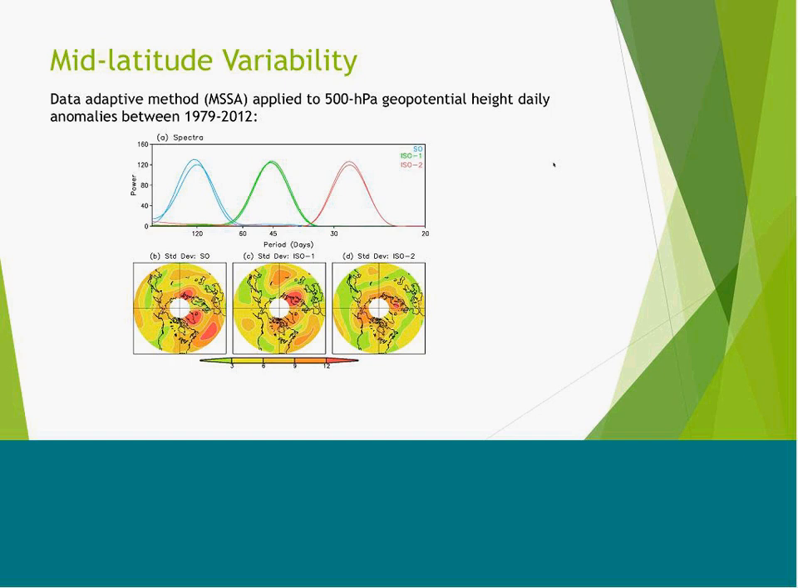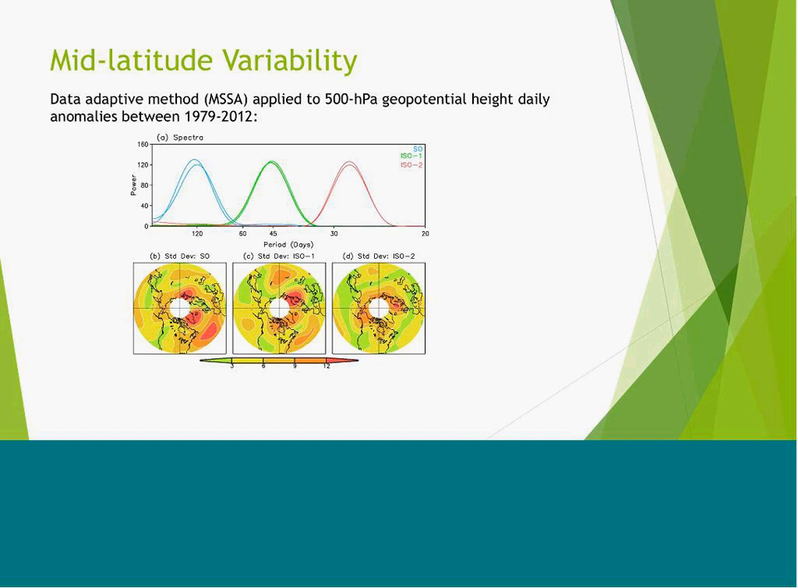So we applied this method to the daily anomalies of 500 hPa geopotential height. And the analysis isolated three distinct oscillations with the power spectra shown here, and these oscillations have periods of 120 days, 45 days, and 25 days. The three panels underneath show the standard deviation for each oscillation expressed as the percentage of the total standard deviation of the daily anomalies.